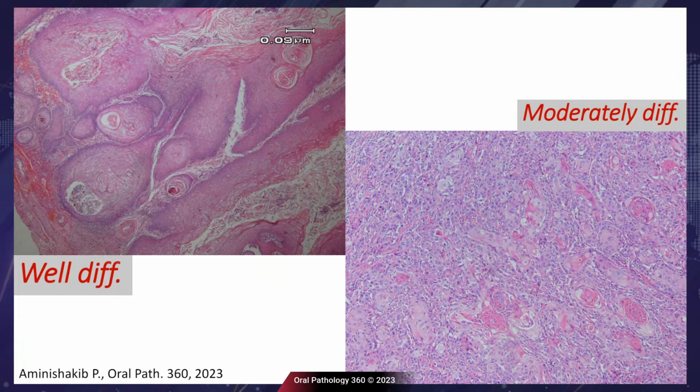At the left side, you can see a well-differentiated squamous cell carcinoma with prominent hyperkeratin pearls, and also you can see a moderately differentiated squamous cell carcinoma with significant nuclear pleomorphism and small, limited hyperkeratinization.